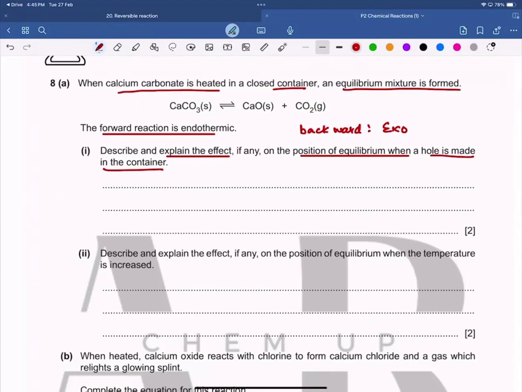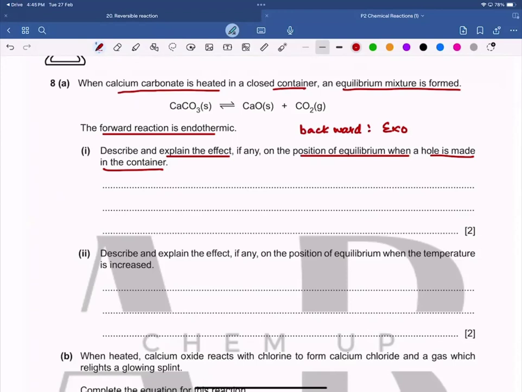Yes, any guesses? What happens when there is a hole in the container? Yes, Laiba. The temperature will increase. Can you repeat? How does the temperature increase by making the hole? The position of equilibrium will go towards the exothermic.